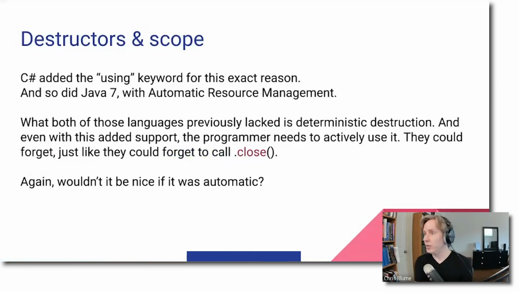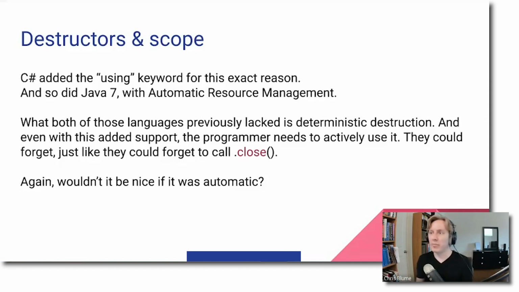C# added the using keyword. So you can say using this variable and then provide a scope. And once you get to the end of the scope, the garbage collector is guaranteed to come and look at that variable. Java did the exact same thing with automatic resource management. So this is good. Now we have some form of saying, I know the finalize function is going to get called, or the destructor is going to get called, and I know when it's going to happen.